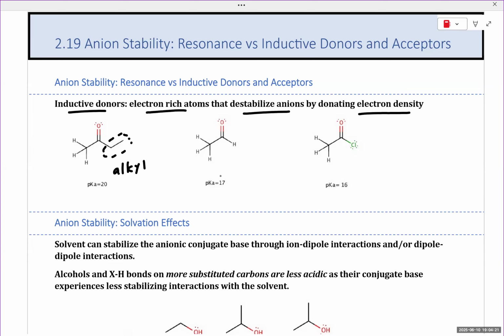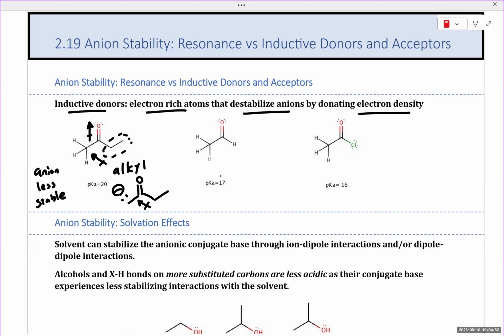The carbonyl pulls electron density towards itself as this oxygen's electronegative, and the alkyl group can donate electron density. Why is this a problem? Well, if you're looking at an anion, this alkyl group is shoving more electron density into adjacent atoms, and this destabilizes your anion. So this anion is less stable.